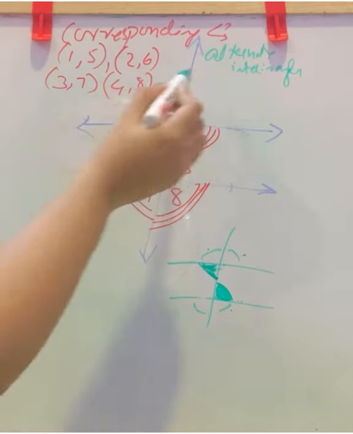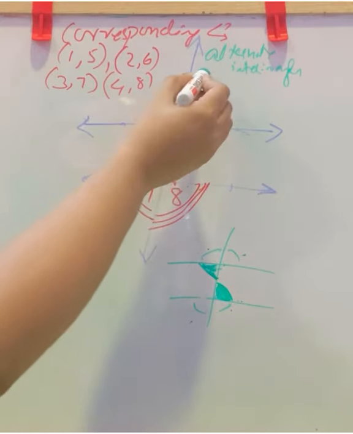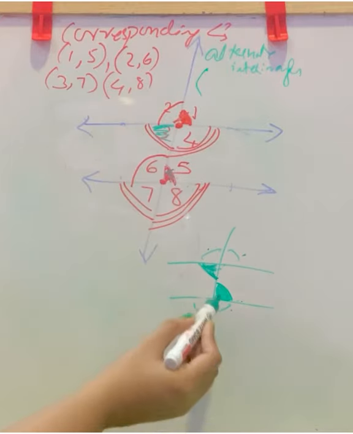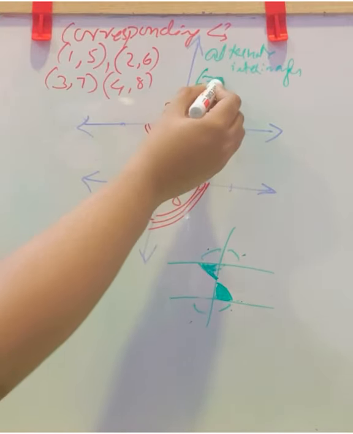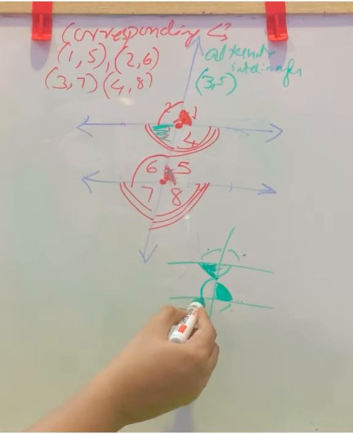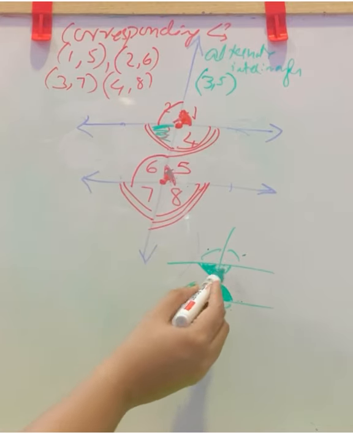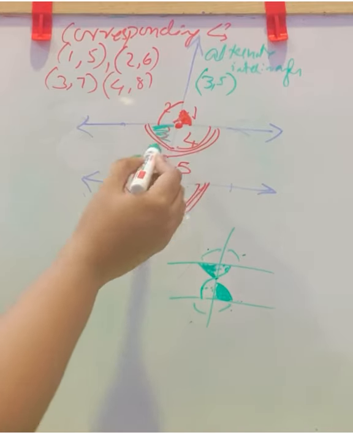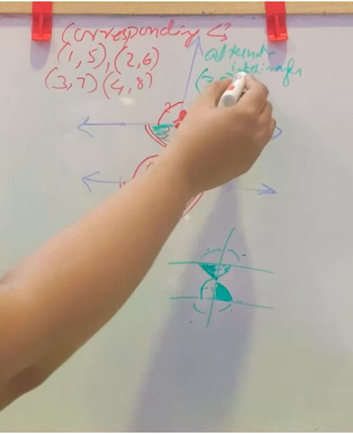So, alternate interior angles pairs are 3 and 5. These two angles 3 and 5 is one pair, and the other pair is this and this. These are interior angles and they are alternate interior angle pairs. So for 4, alternate interior angle is 6.